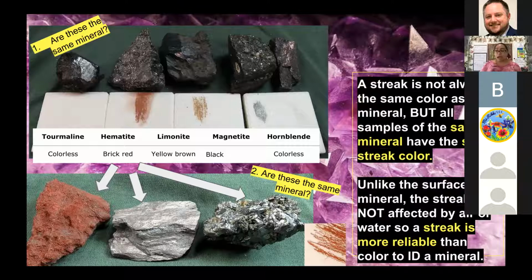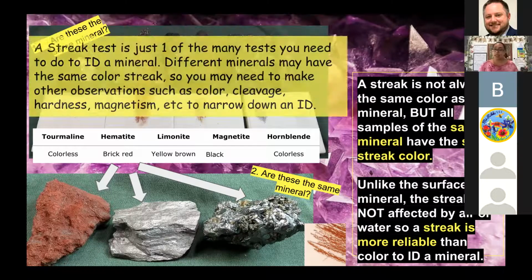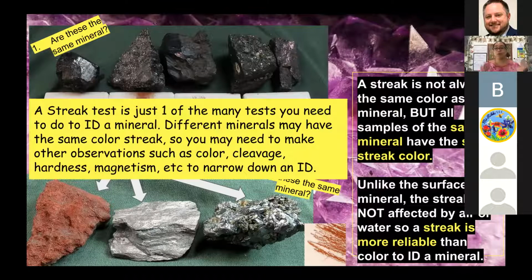So the streak, that powdered form of the mineral, is going to be more reliable than just looking at the outward color of a mineral. Now, it is important to note that a streak test is just one of the many tests that you need to conduct in order to identify a mineral. Because keep in mind, some minerals might have the same color streak. So for example, that pretty blue apatite that I showed you guys earlier, there are other minerals that also have a white streak. So you have to narrow it down by doing even more tests. You might have to look at color, cleavage, hardness, magnetism, and other properties to help you further identify minerals.